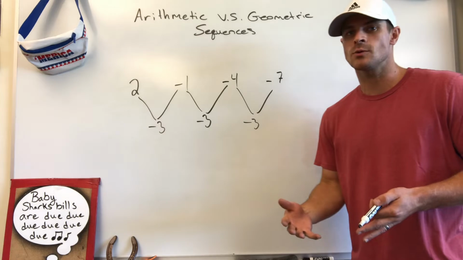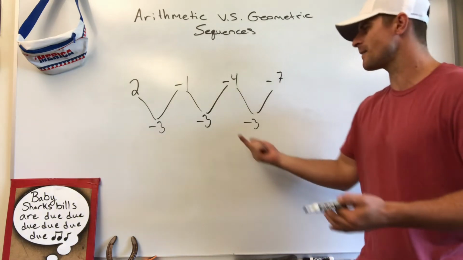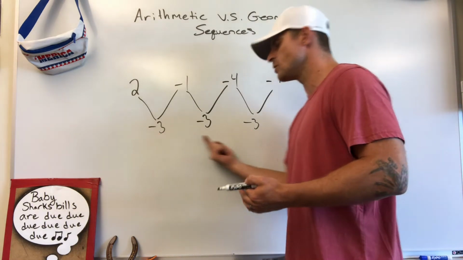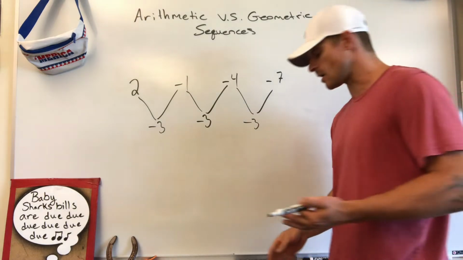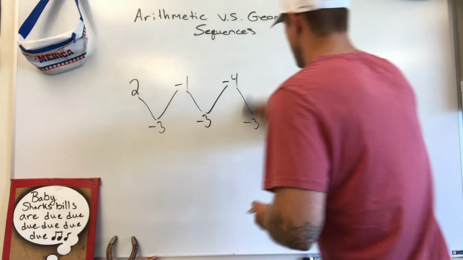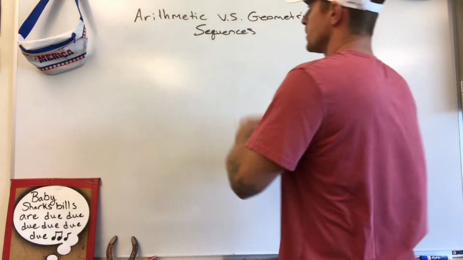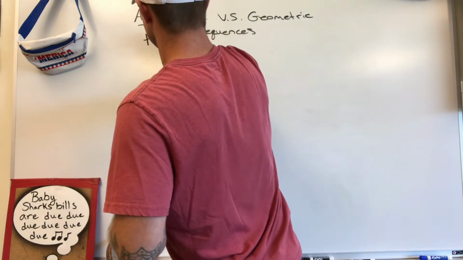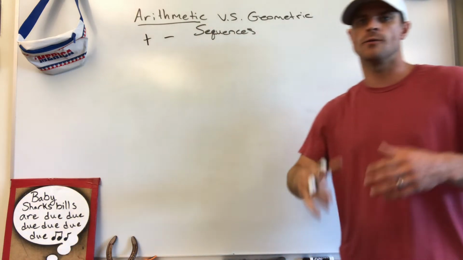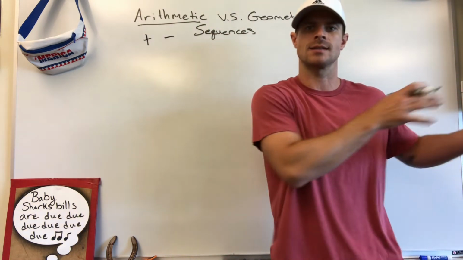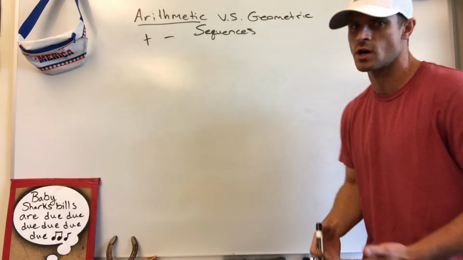Now a geometric sequence is so similar, except instead of adding and subtracting a common value, we're going to be multiplying or dividing by a common value. So let me show you an example of that. So we just went over arithmetic, which means we're using addition or subtraction to go from one value to the next, to the next, to the next, and that pattern continues on.